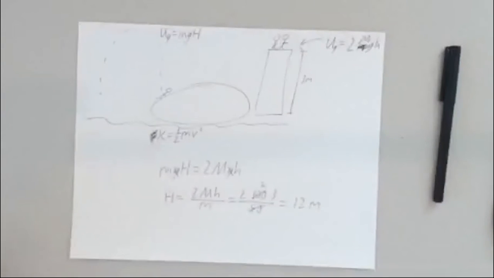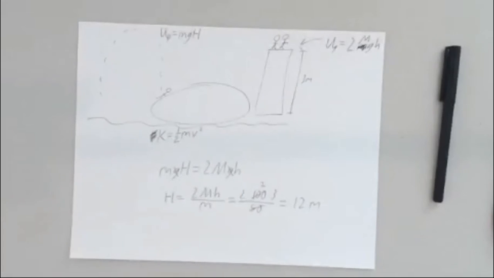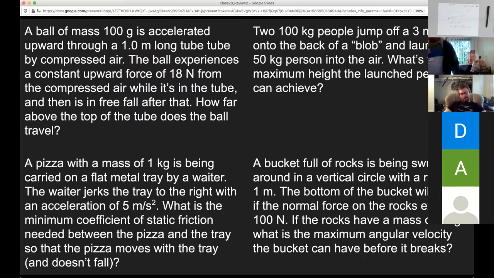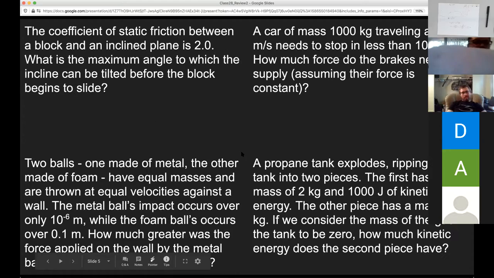All right, so can I give one problem a try? You bet. Go for it. Which one do you want to do? I did slide 4, the coefficient of static friction on a plot. Do you want me to show the problem? I don't know if you can see my screen. All right, hold on.